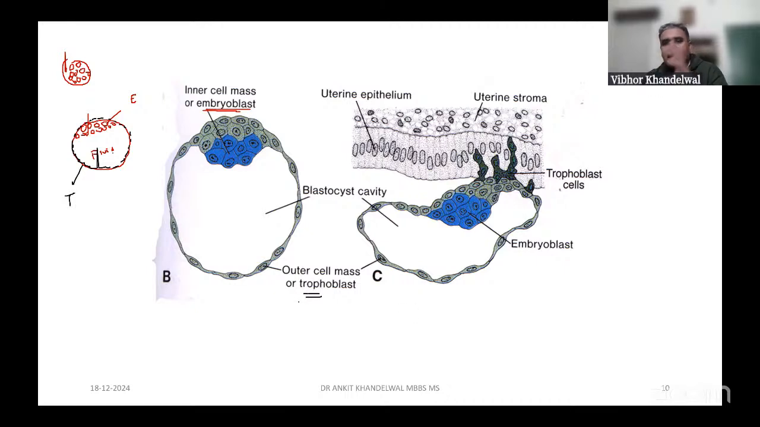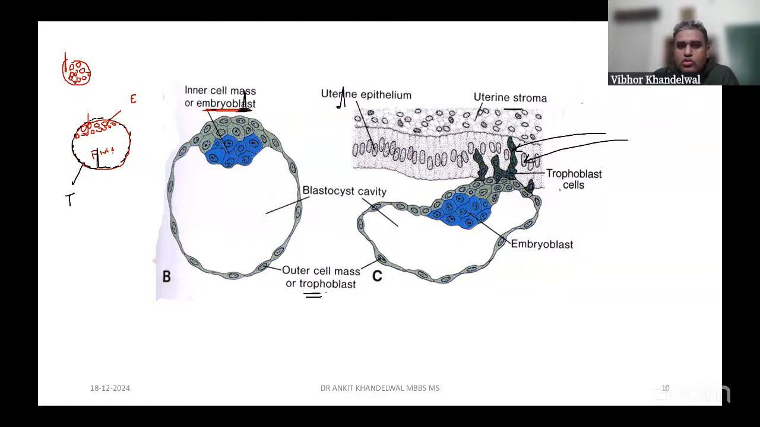So what is the difference? The black, or the green, trophoblast cells are the ones which are going to penetrate inside the uterine stroma and uterine epithelium for implantation. And these blue cells are the ones which are going to give rise to the entire three germ layers. They are known as embryoblast, because blast means something immature. So these are immature cells which are going to form the embryo, so we call it embryoblast.